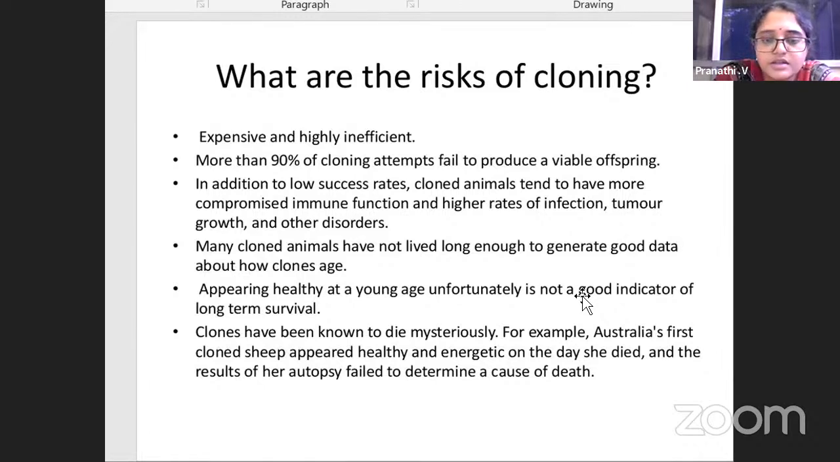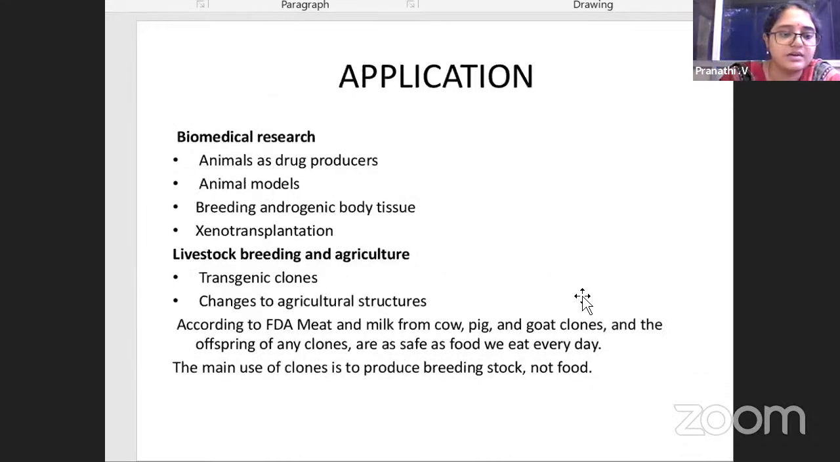Australia's first cloned sheep looked very healthy and energetic. And then finally, when they did an autopsy as to why the particular sheep passed away, nothing came up. It was an inconclusive result.